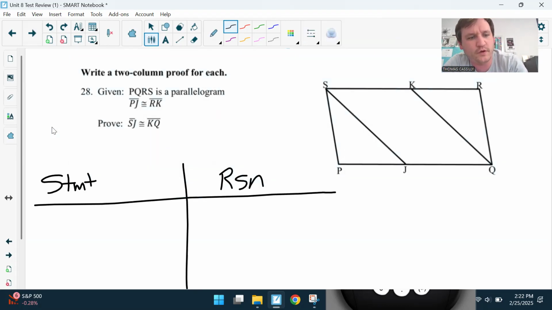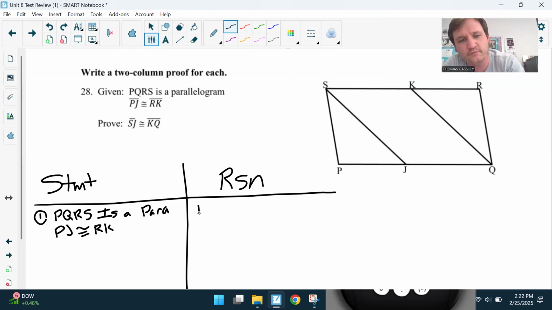What is going on here? Step 1, I was given information. PQRS is, I'm going to abbreviate, parallelogram. We also know PJ is congruent to RK. That's all given. So let's go ahead and highlight that. PQRS, that's the whole outside shape right here.